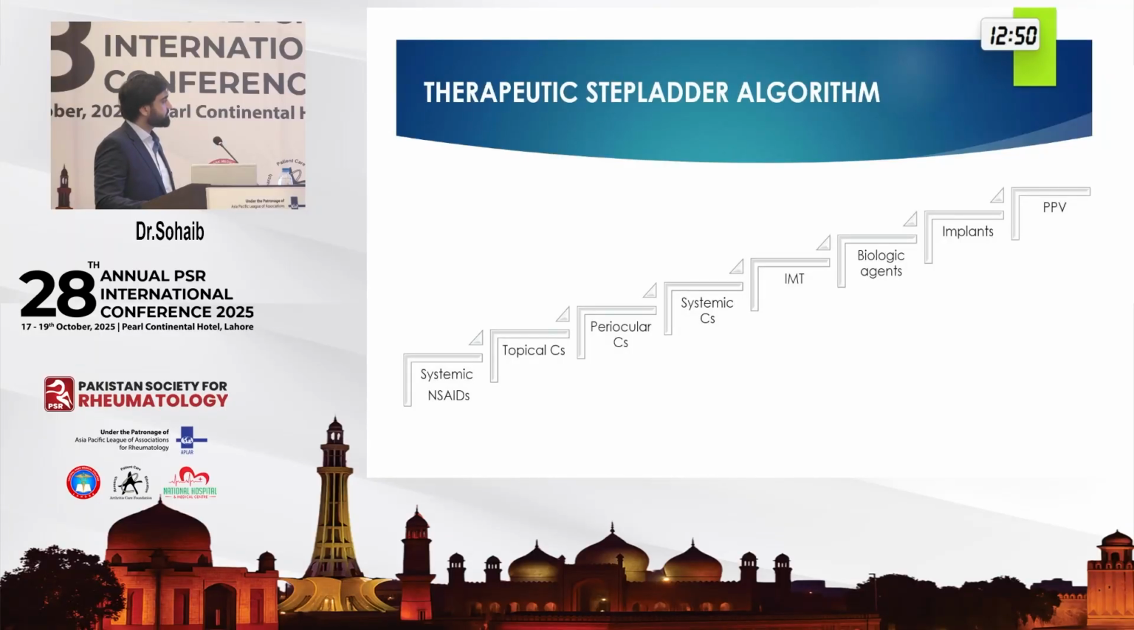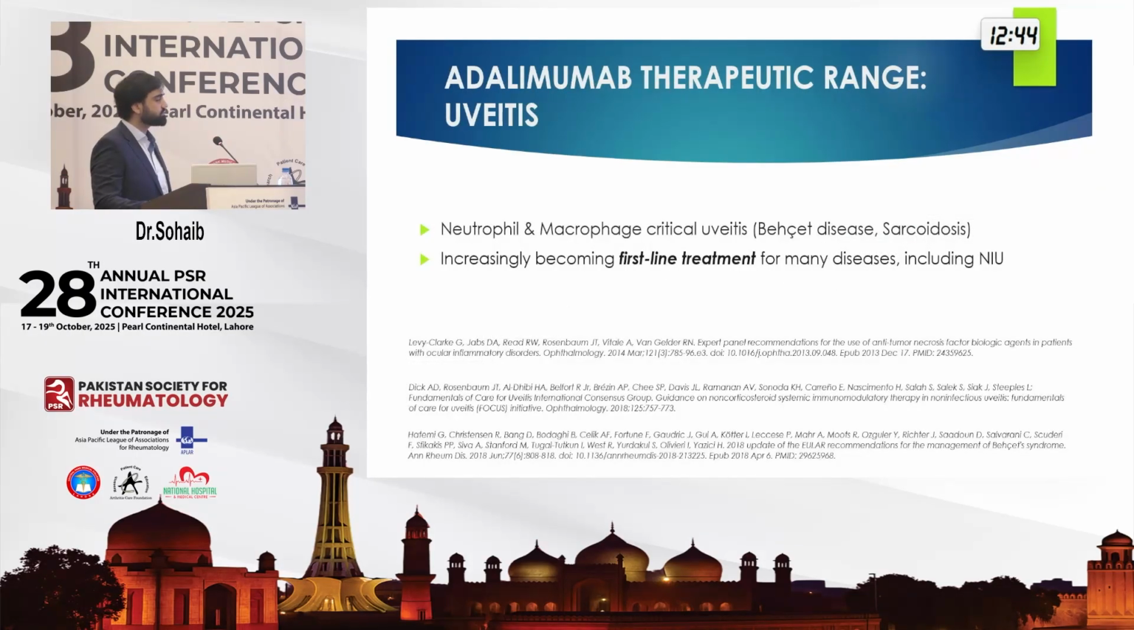So talking about the biologics, overall on the stepladder algorithm, they fall over here. But the recent studies suggest that they are increasingly becoming first-line treatments for uveitis patients. And since they're neutrophil and macrophage critical uveitis, like Behçet's and sarcoid, they respond really well to TNF-alpha inhibitors. So we would want the patients, if they're diagnosed with Behçet's or sarcoidosis, to have them on TNF-alpha inhibitors from the beginning.